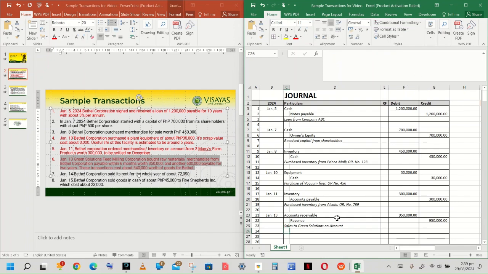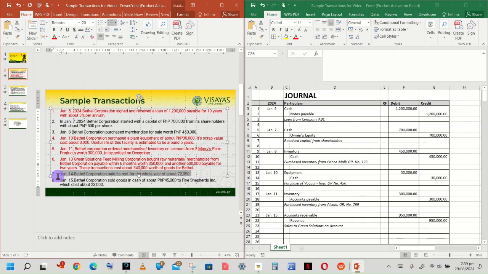Okay, pwede mo rin lagyan ng OR number yan, depende. Okay, so okay na. Pero kailangan natin yung balikan mamaya. Since kailangan yan i-settle within 6 months or within the year matatapos yan. So let's say we will be producing financial statements on December. So kailangan nating i-close yung mga yan.